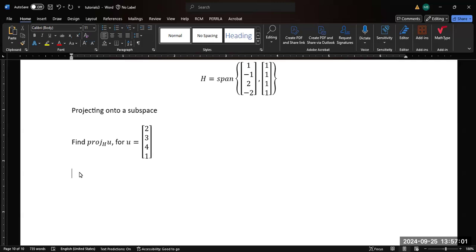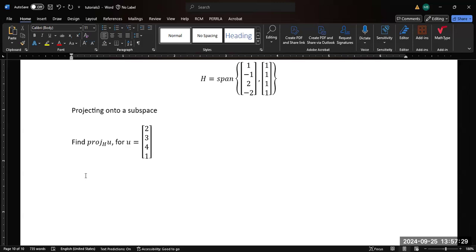Now, for this process, we should start with an orthogonal basis for the subspace. So I've checked in a previous video example that these are, in fact, orthogonal: if you dot them together, the two vectors in H, 1, -1, 2, -2, they all add up to 0. So these are already orthogonal to each other. That's going to make our life much easier.